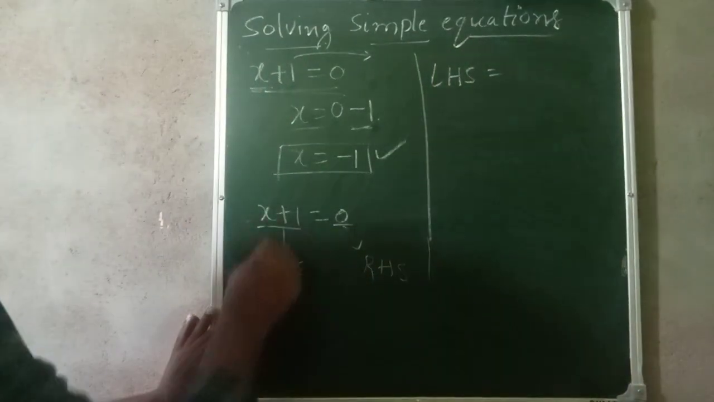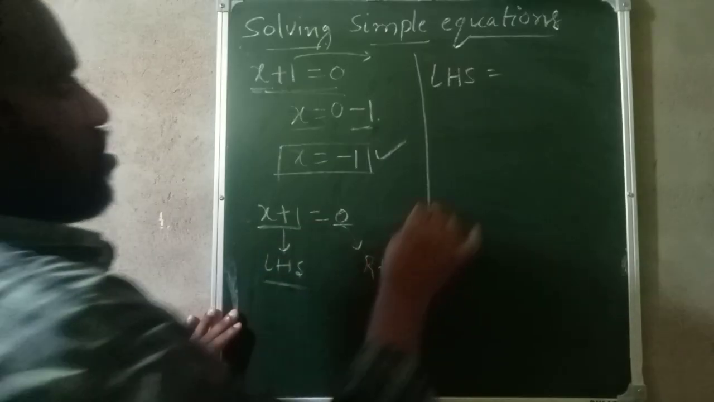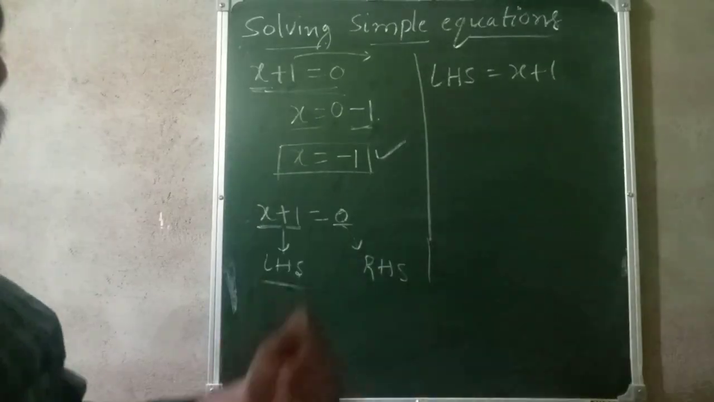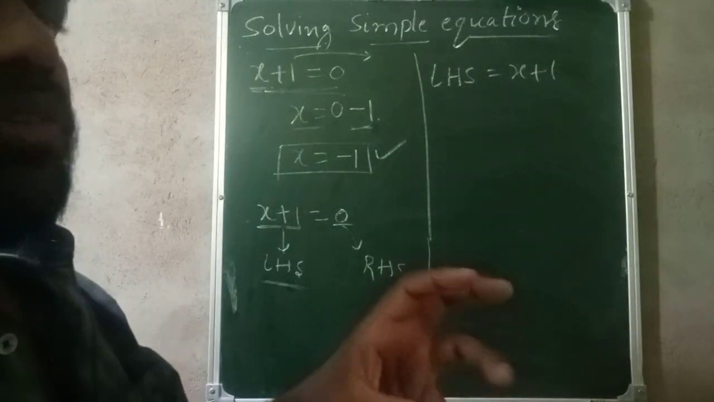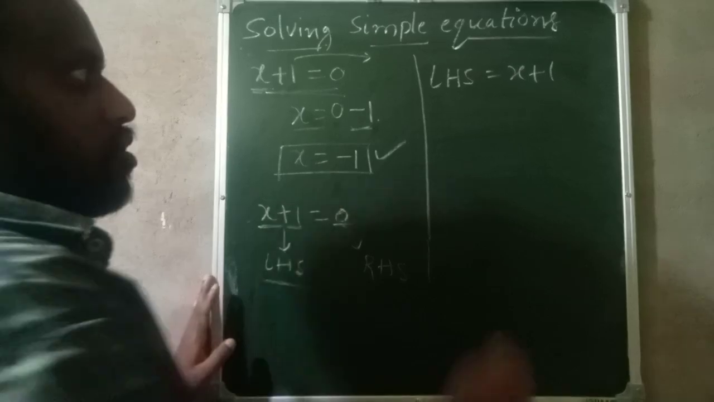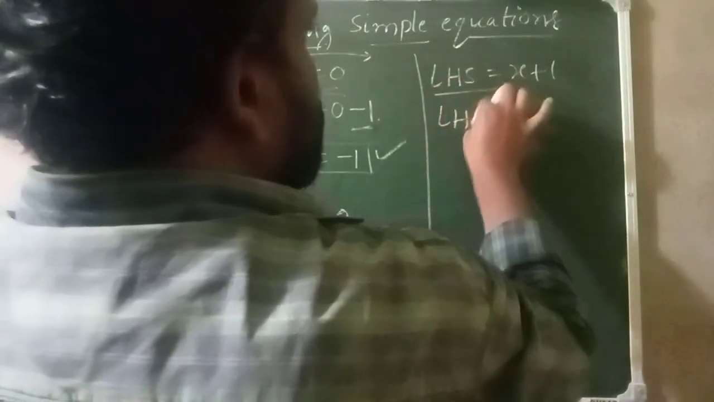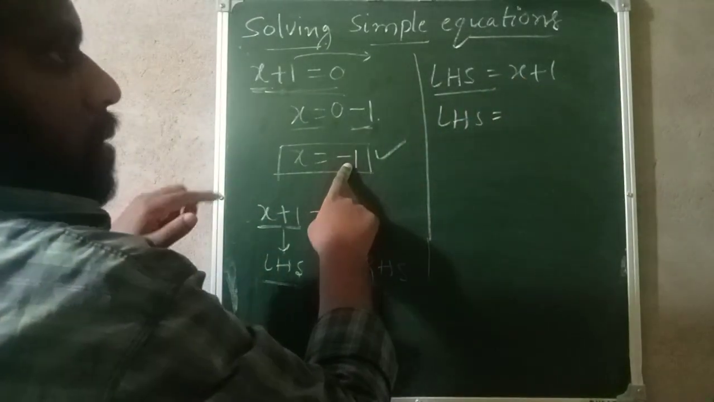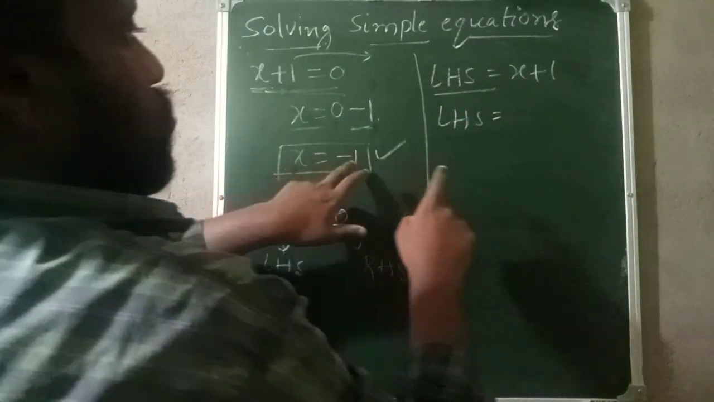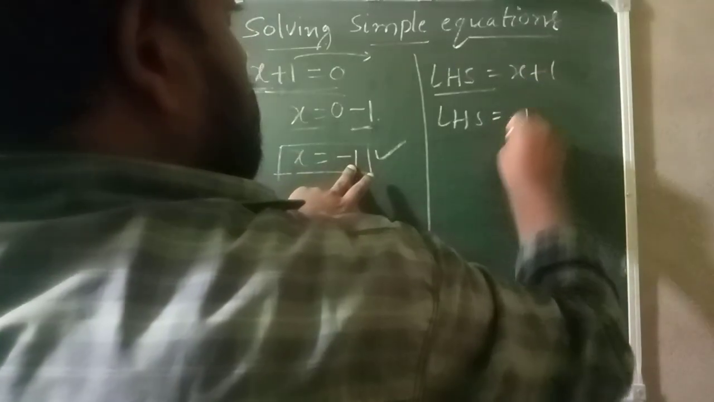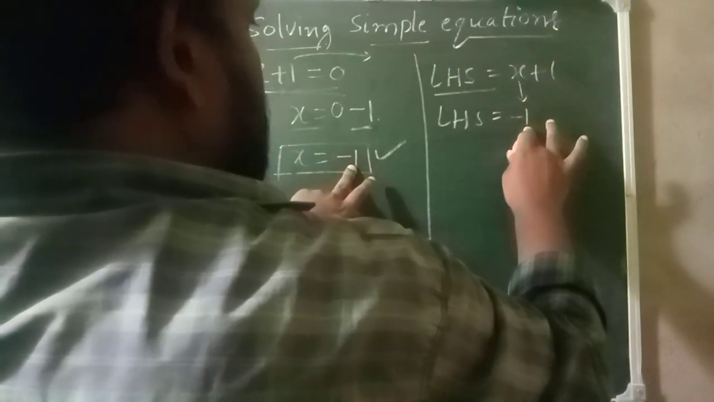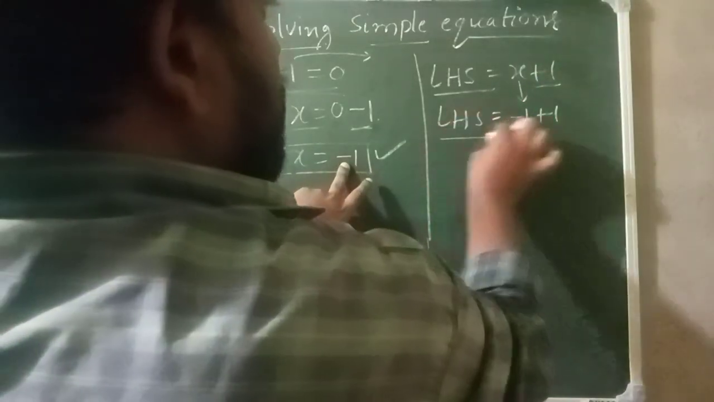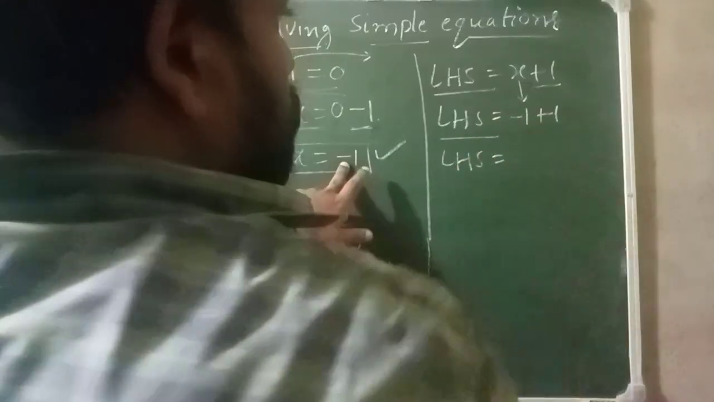LHS is equal to this entire thing: x plus 1. In the next step, we have to substitute the value for x. Before that, write LHS is equal to as it is. In place of x, substitute minus 1 because the value of x is minus 1. So in place of x, I am writing minus 1, and then this plus 1.